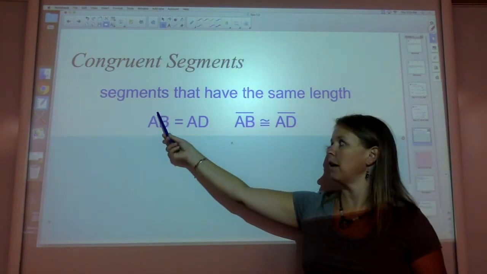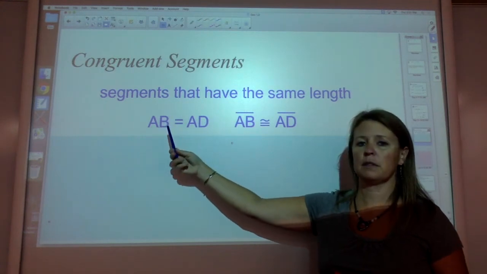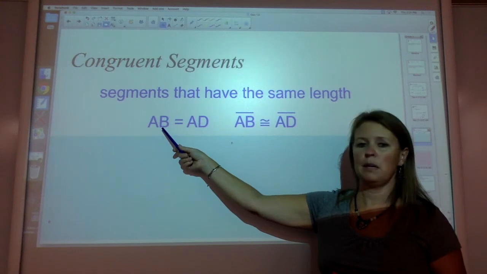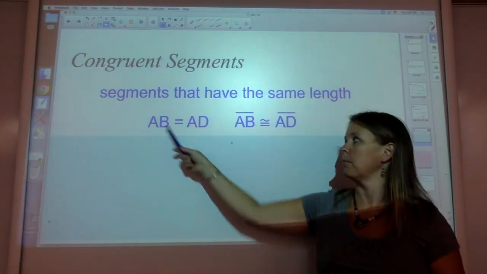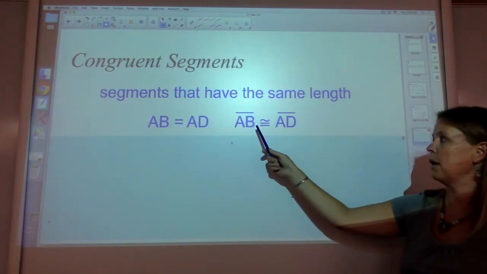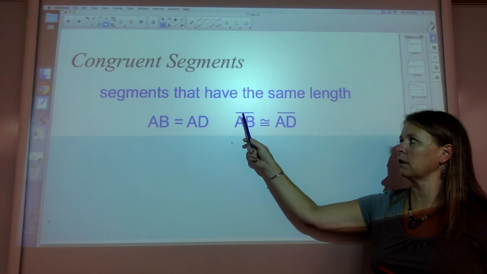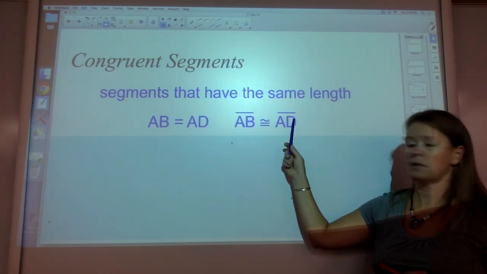How do I know this is the measure of a segment? Because it doesn't have a bar over it. Go back to my previous slide if you still don't make sense of that. The measure of segment AB equals the measure of segment AD. That's you comparing sizes. If you're comparing the actual object of segment AB, you put a segment bar over it. Segment AD is an object. It's an actual segment, not just its size.